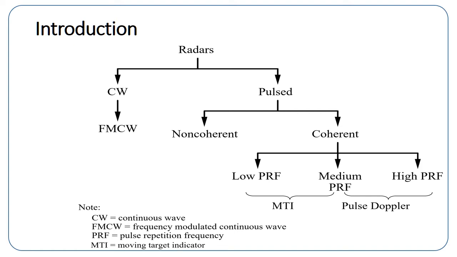In case of continuous wave radar, transmitter and receiver are independent from each other, and the transmitter will transmit continuously whereas the receiver will also receive continuously. So in continuous wave radar we will also discuss frequency modulated continuous wave radar. So these are the types of radar. So let's start with pulsed radar system.